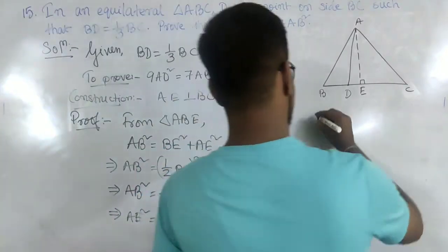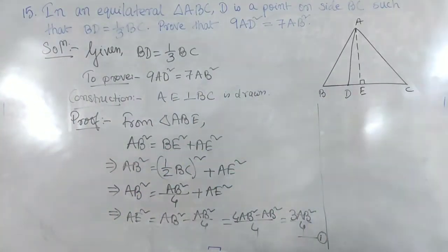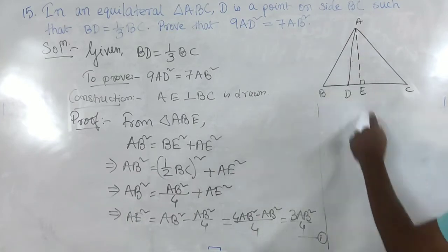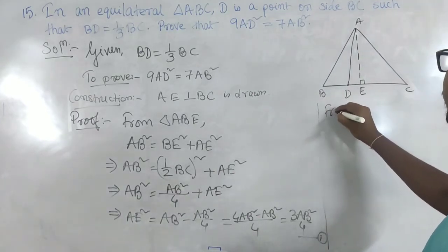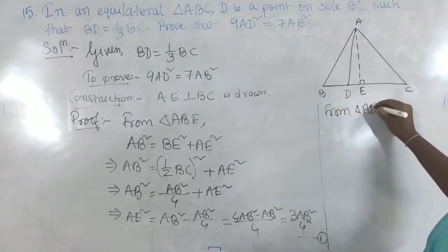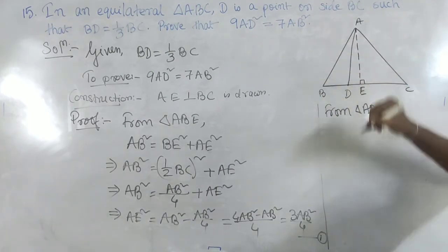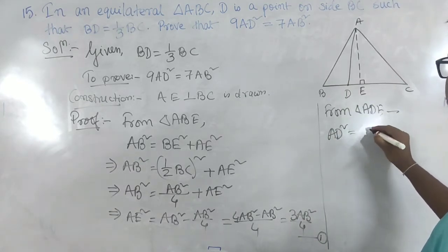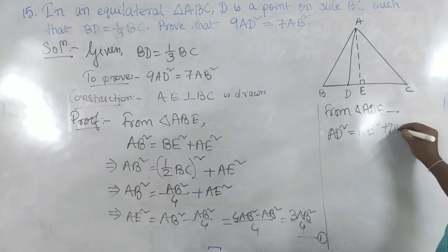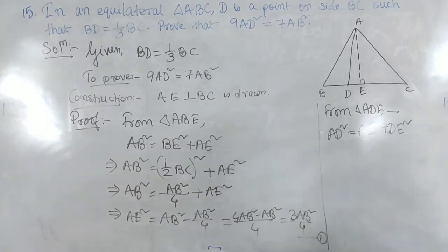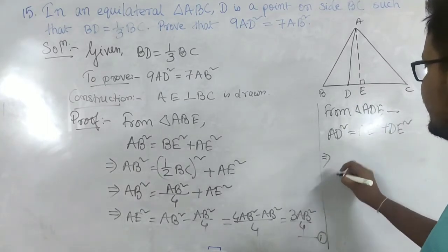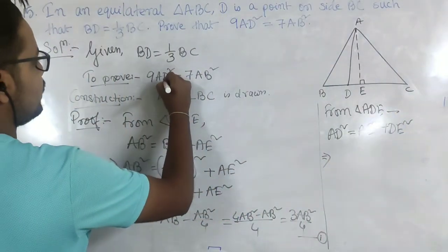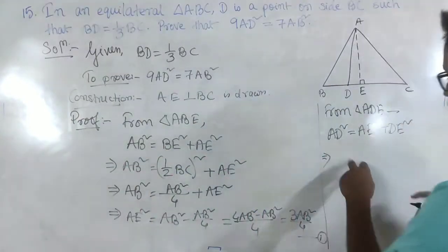Next step is, we are going to take another triangle that includes AE, that is triangle ADE, the smaller one in the middle. This triangle we are going to take. So from triangle ADE, AD is going to be the hypotenuse now. So it is going to be AD squared is equal to AE squared plus DE squared. Just a simple Pythagoras theorem. We will write AD as AD because we need AD in the proof, so we are going to keep AD the same.